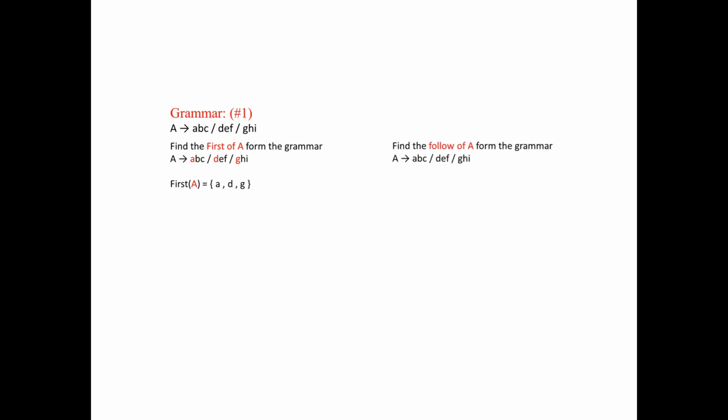A's follow set for that grammar will be $. The follow $ is for any grammar's starting non-terminal, because this non-terminal starting symbol A is nowhere on the right-hand side of the derivation.